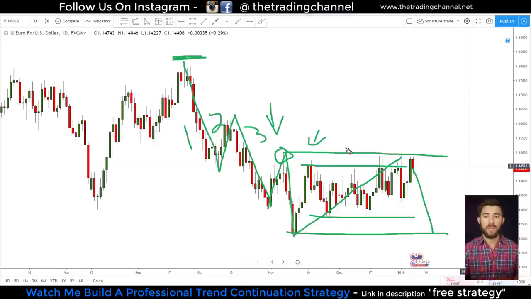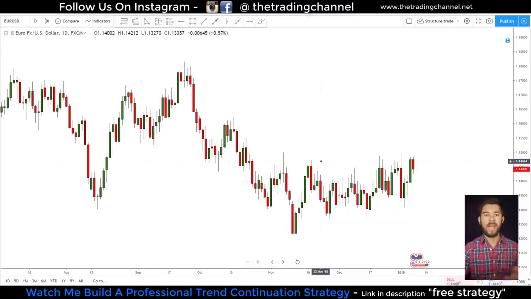Now, why is this powerful information? Why does this even matter? Well, because we know now we have a bias based on our daily chart analysis. This top-down approach tells us that right now we should be looking for short trades. And why is that the case?